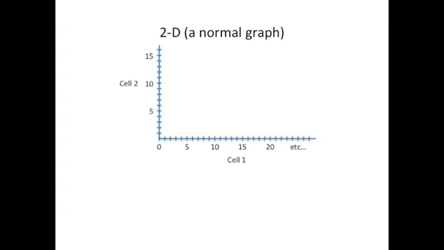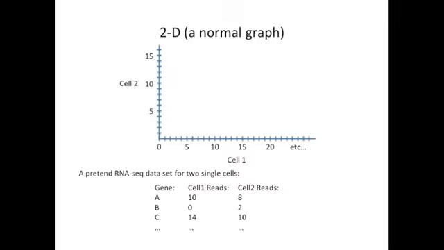Now, let's fast forward to 5th or 6th grade when we learned about two-dimensional graphs. Now we have two axes instead of just one, and now we can plot data from two different cells instead of just one. Here's a pretend RNA sequencing dataset for two single cells. Just like before, we have the same genes, but now we have read counts for two separate cells.